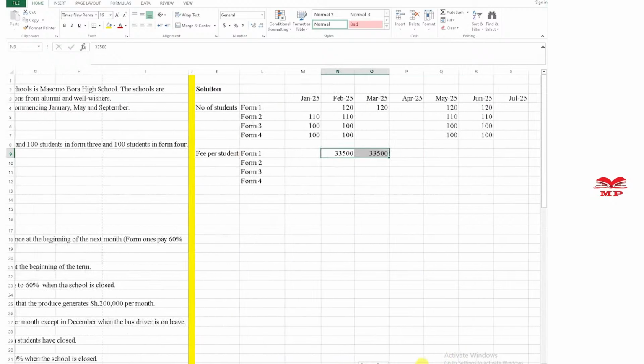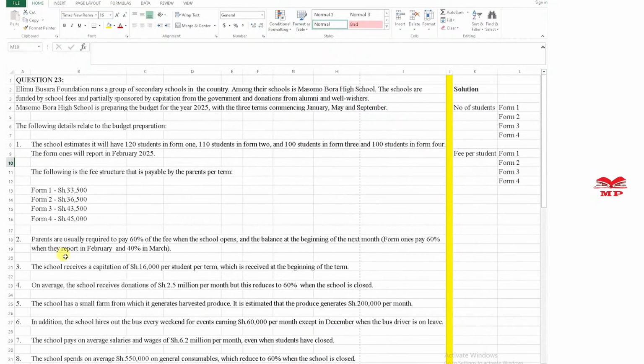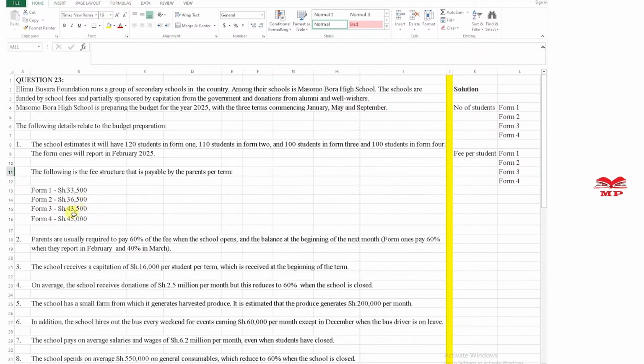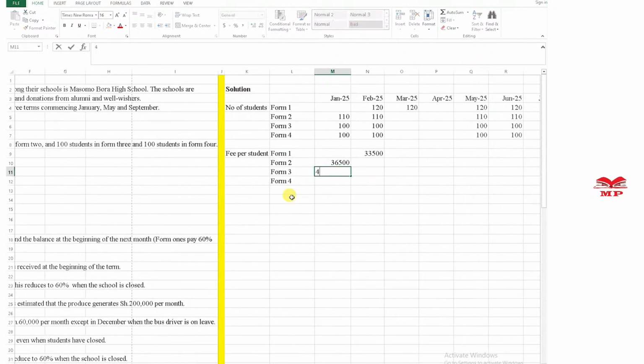So here is 33,500. Let me just put it like that first. And then for Form 2, how much is it going to be? Here is the information: 36,500, and you're going to do it over here in January. 36,500. Form 3 is going to be 43,500, and Form 4, 45,000. 43,500 there and 45,000, like that.